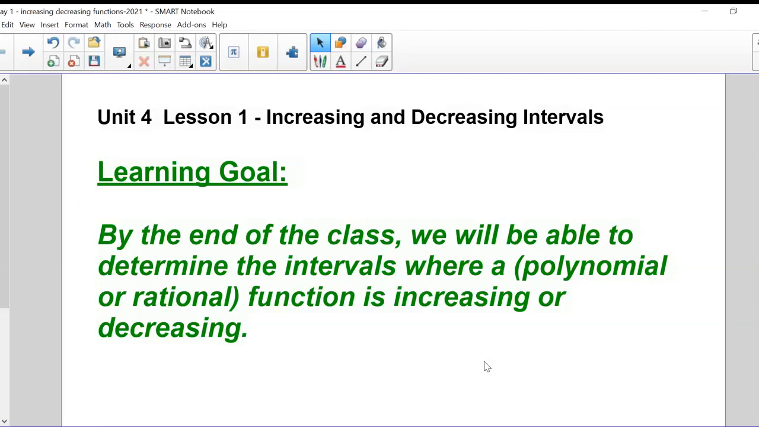By the end of the class, we're going to be able to determine the intervals where a polynomial or a rational function is increasing or decreasing. There are some rules about that that derivatives can help us to figure out. I'm going to go a little bit further than that because if we have some time, I'm going to try out some exercises from the University of Waterloo website, and that involves looking at something called critical numbers. Although that's the class for next week, I may just mention a little bit of that so that we can actually answer those questions. All right? Okay, let's get into it.